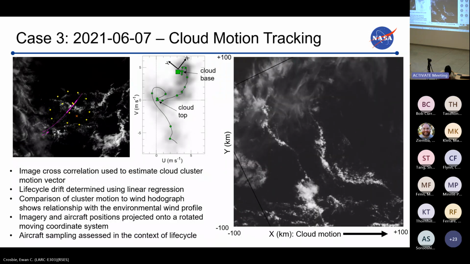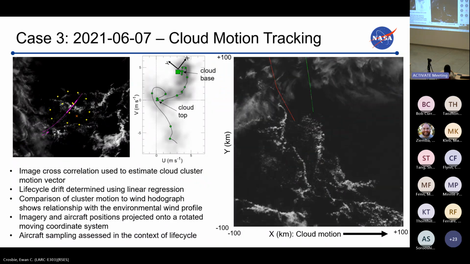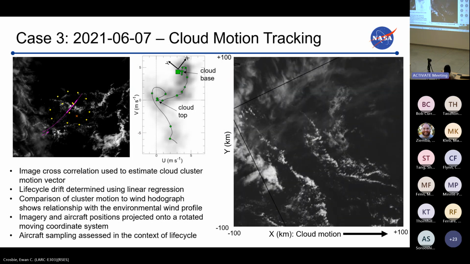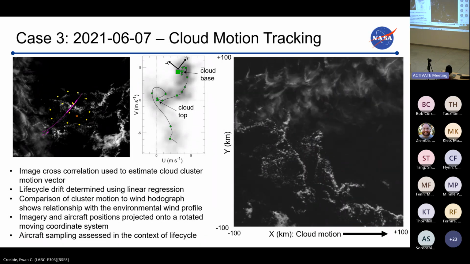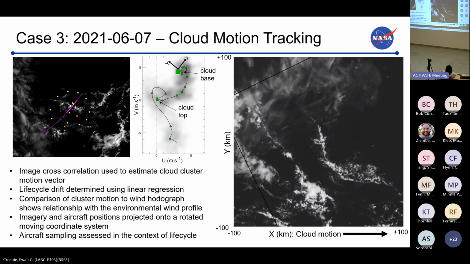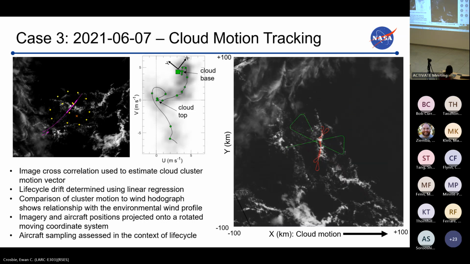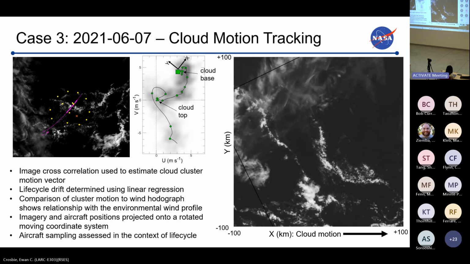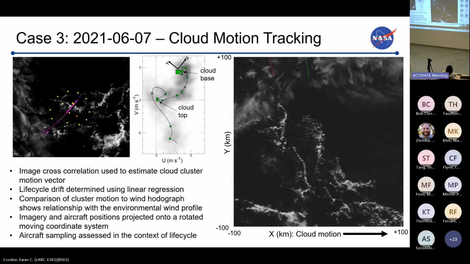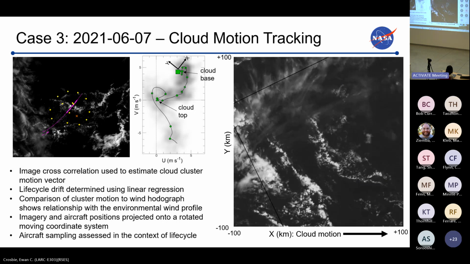Okay, to touch on that cloud tracking a little bit more. This is from case 3. Again, a similar image from the previous slide on the left. Using sequential satellite images, we can track through correlation the movement of the cloud cluster and then relate that to the vertical wind profile.